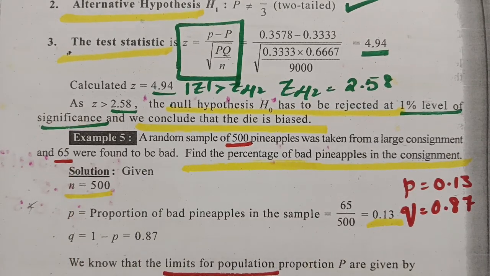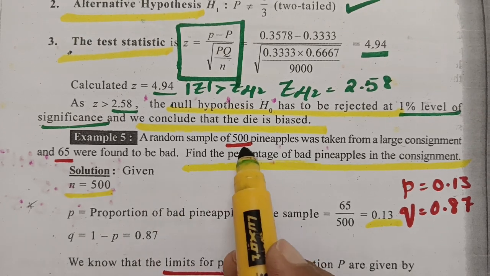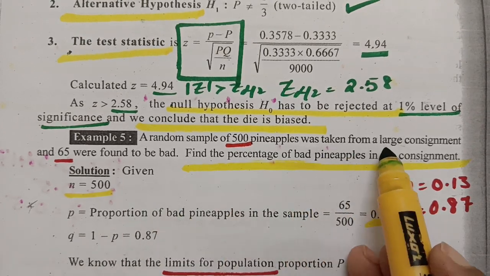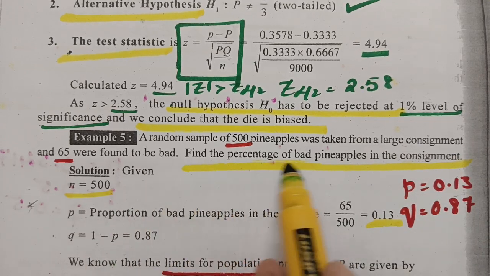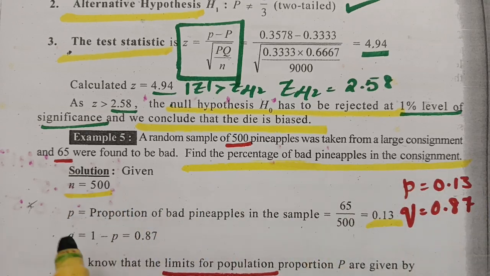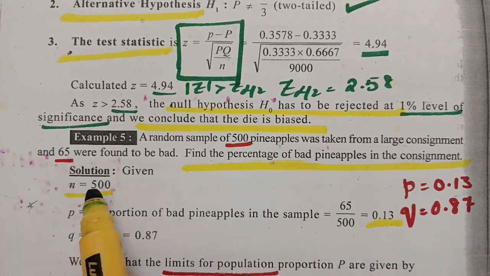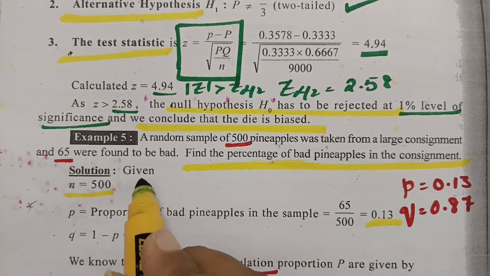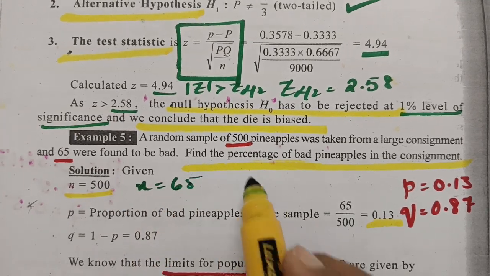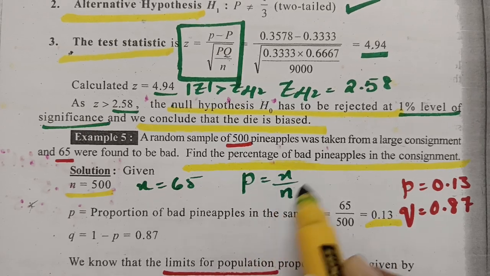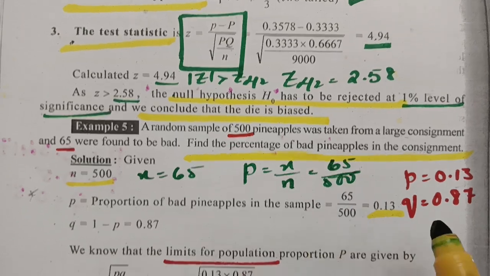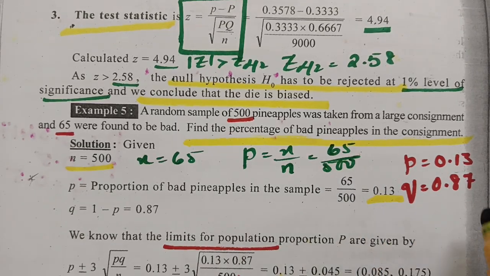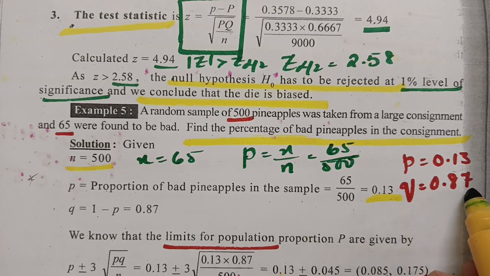And this is question number 5. Example number 5. A random sample of 500 pineapples was taken from a large consignment of which 65 were found to be bad. Find the percentage of the bad pineapples in the consignment. See here what all are given. N is equal to 500 is given and X value is equal to 65 is given and small p value is equal to X by N. So which is equal to 65 by 500. This is 0.13. And the next one, Q value is equal to 1 minus P, that is 0.87.